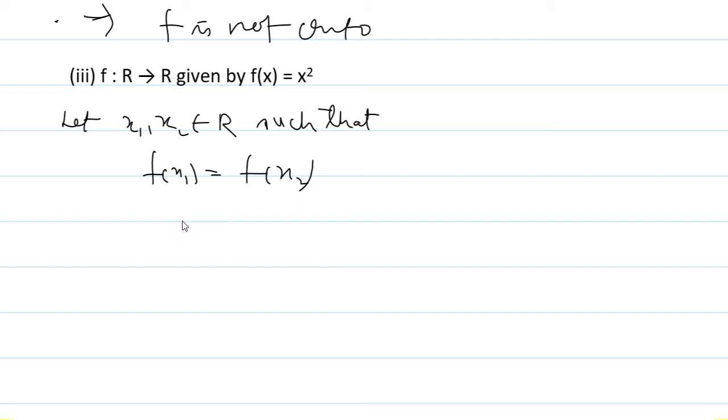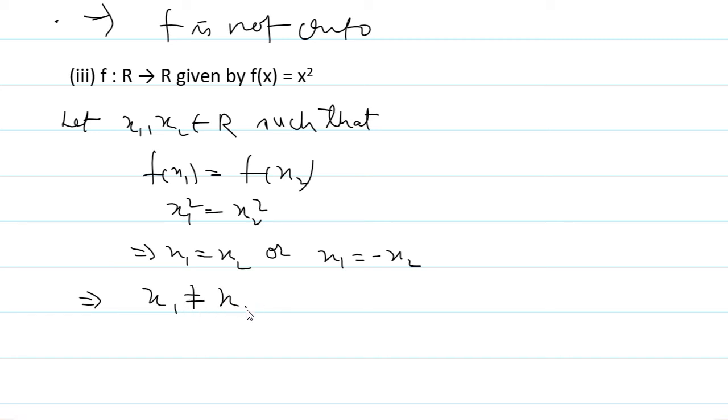Now applying the definition of the function, we'll have x1 squared is equal to x2 squared. It implies x1 is equal to x2 or x1 is equal to minus x2. It means that x1 is not always equal to x2. It means f is not 1-1.